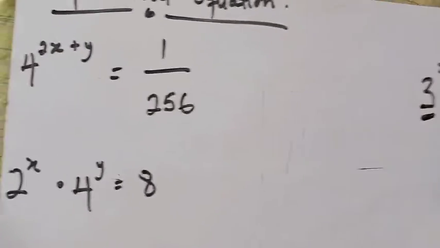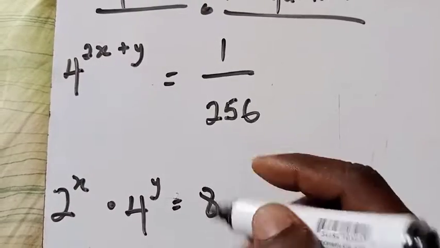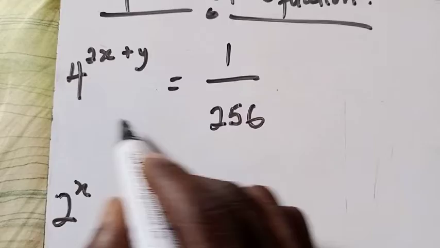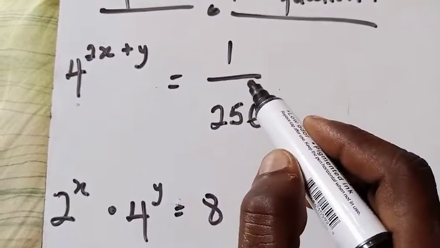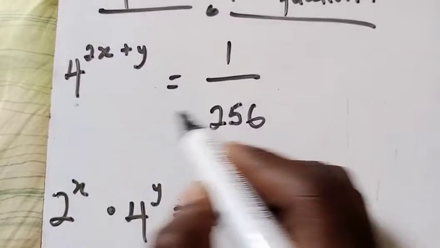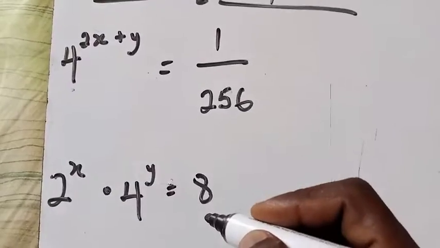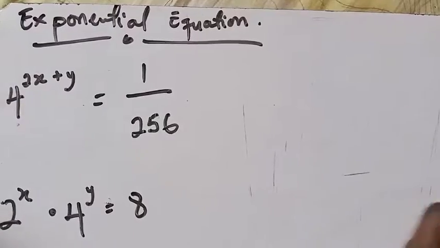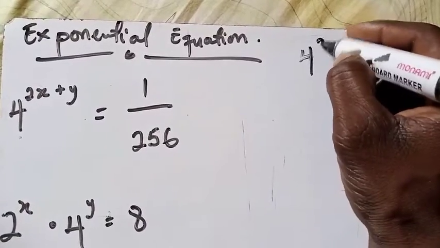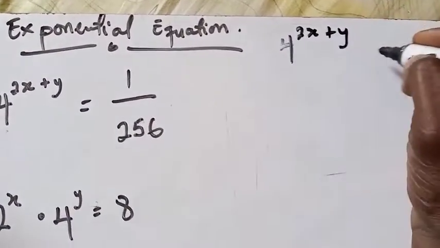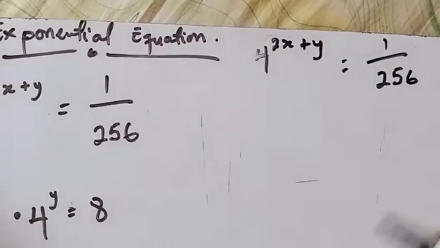Now with that idea, we can easily come here. We are going to solve these two equations simultaneously, right? Our target is to make sure that the bases are the same number, so that we can equate the exponents in these two given equations. From the first part, we are given 4 raised to the power 2x plus y, that is equal to 1 on 256, right? So what is the target?